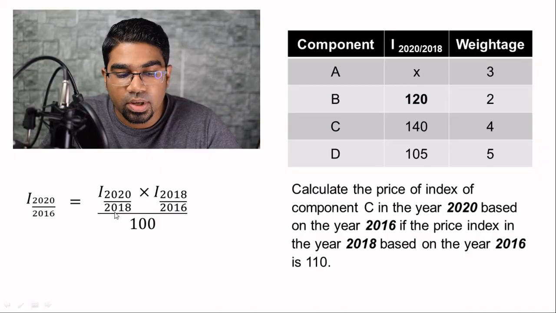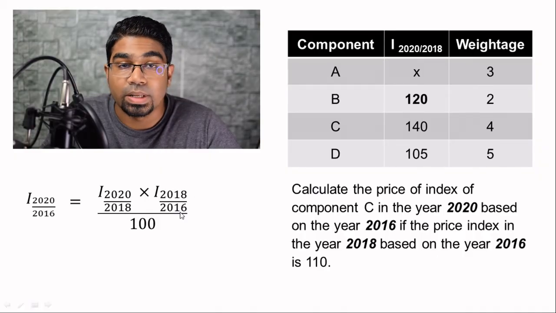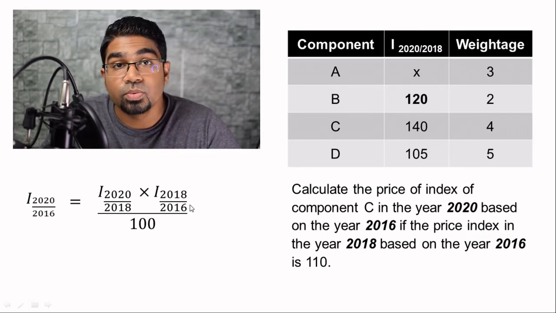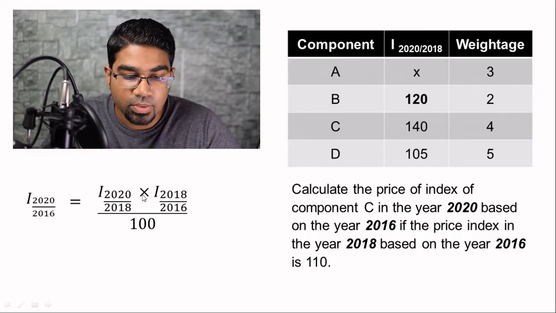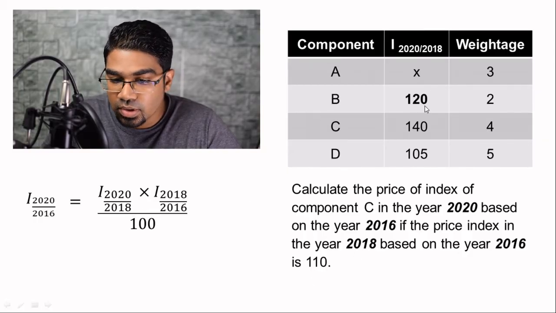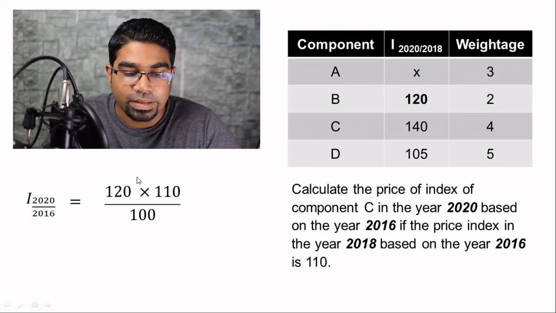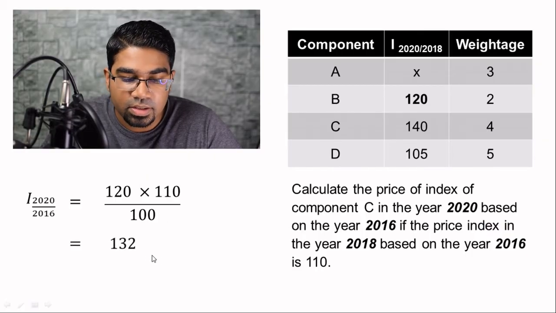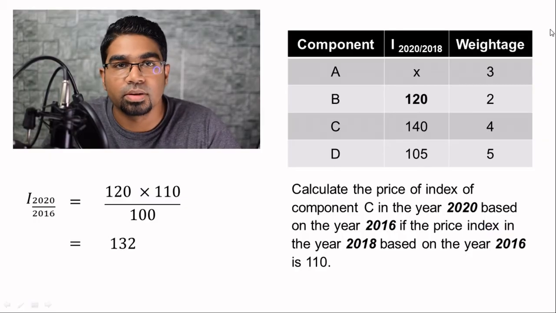Index in 2020 based on 2018 multiplied by the index in 2018 based on 2016 divided by 100. All these values we do have. 2018 based on 2016 is given to us, and 2020 based on 2018 we already have from the table. So when we substitute everything inside, it is 120 multiplied by 110 divided by 100, and the value that we get is 132. This is the proper method of doing it.